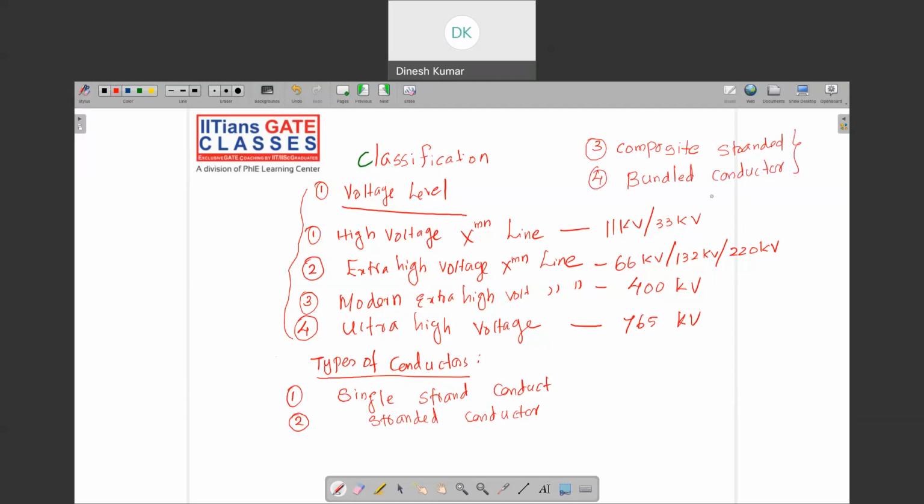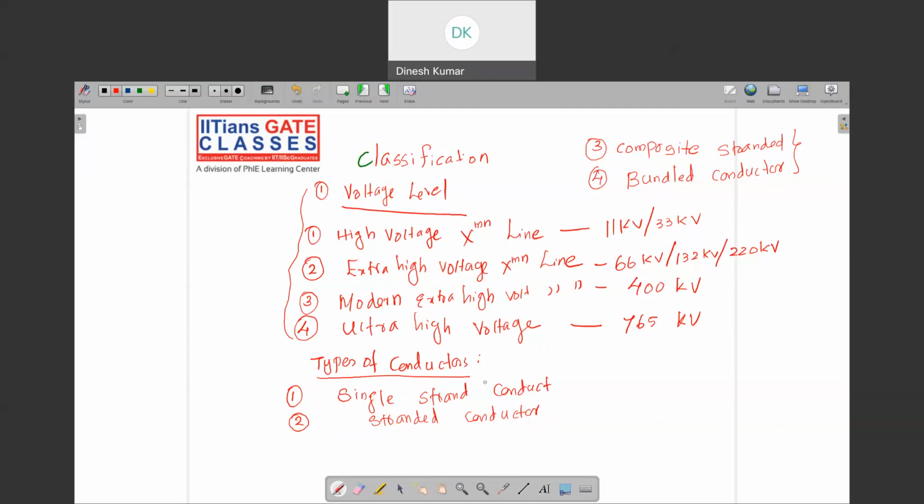Okay. So these are the important types of conductors that we are normally using. This is actually a classification of transmission lines, not exactly the transmission system. So just note down these four types. If someone asks you what are the different types of conductors we are using: single strand conductor, then standard conductor, composite standard conductor, and bundled conductor.